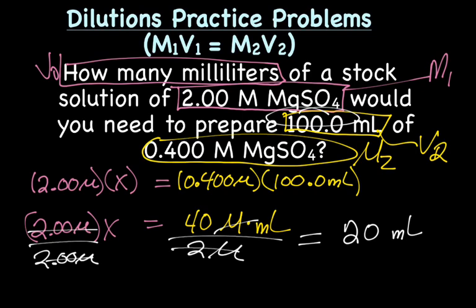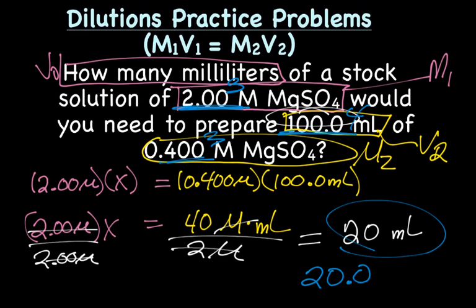All right, so our last step is we do need to look at sig figs. So let's see. This guy here has 3 sig figs. This one has 4 sig figs, and this one has 3. So our final answer needs to have 3 sig figs. So we'll write that as 20.0 milliliter, which changes our number of sig figs without actually changing the quantity.